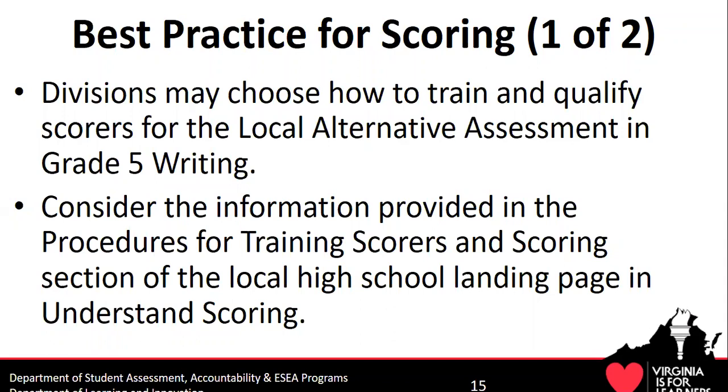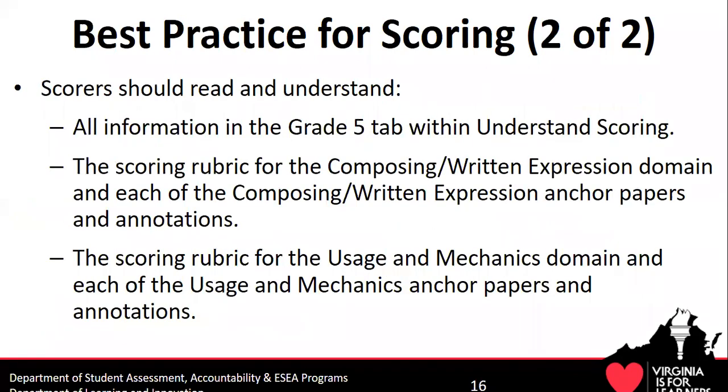Scoring. So again, when you get to that first opening page, if you were to select local high school, you can read some of the best practices we're getting ready to share with you more in depth under that heading. Some more best practice. Scorers should read and understand all the information in the grade 5 tab within Understand Scoring. Also read and understand the scoring rubric for the composing written expression domain and each of the composing written expression anchor papers and annotations, and then the scoring rubric for the usage and mechanics domain and each of the usage and mechanics anchor papers and annotations.